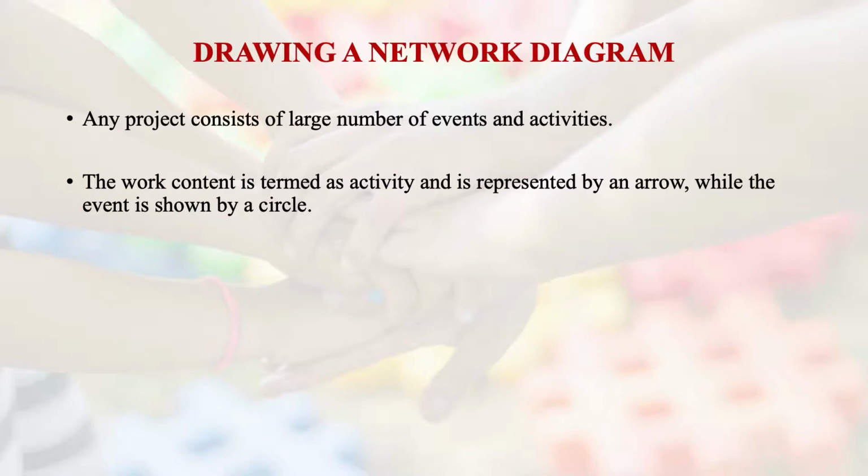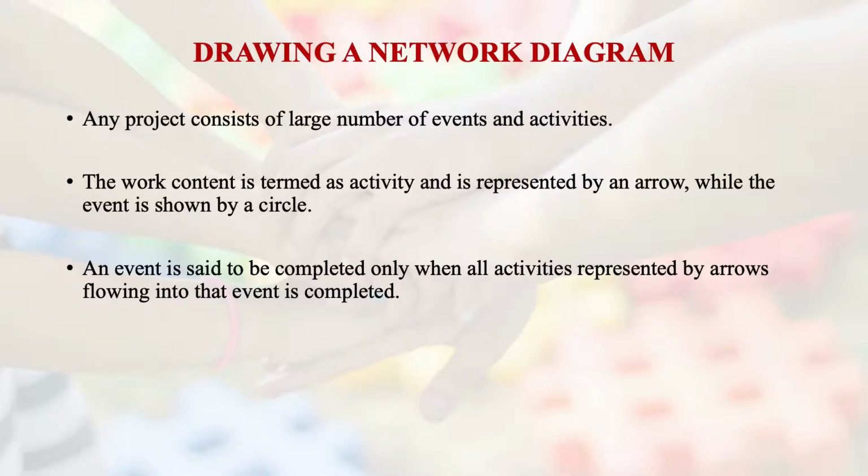The work content is termed as an activity and is represented by an arrow, while the event is shown by a circle. So this is the representation which we use for a network diagram. Once again I repeat, the activity is shown with an arrow, it's a work activity, right? And the event is shown by a circle, right? So a completion of a particular event.